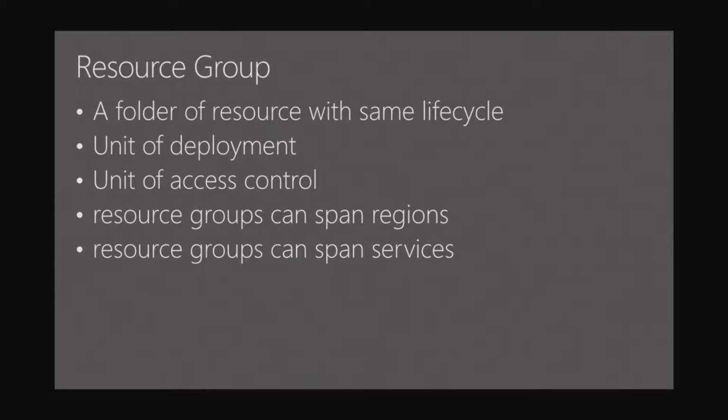So resource group is a folder. Think of this as a shared folder with a lot of files. So it's basically a folder of resources with the same life cycle. And it stands for a unit of deployment. So we'll double click on that. What does that mean? And it's also a unit of access control. And resources in a resource group can span regions and can span services.